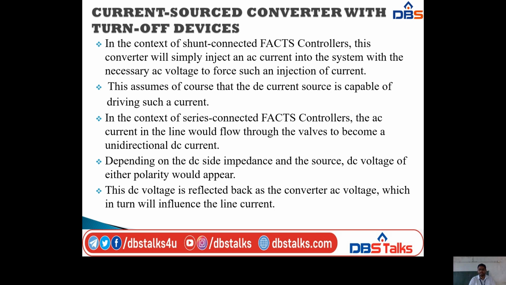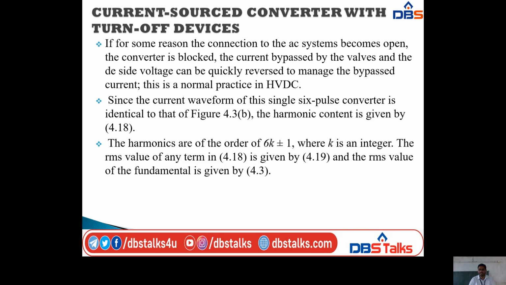So if for some reason the connection to the AC system becomes open, so suppose that the AC system connections are open, so the converter is blocked. Okay, the current is bypassed by the valves, and the DC side voltage can quickly reverse to manage the bypassed current. So this is a normal practice in the HVDC. Actually, these types of problems occurred in the HVDC.